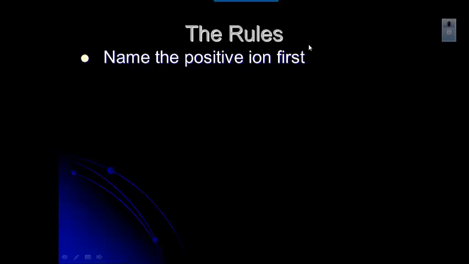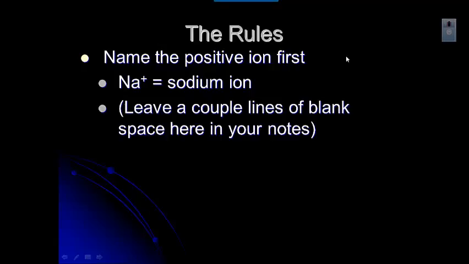All right, so here are the rules. I'm going to have you leave a few gaps in here. I'll tell you where. All right, so always name the positive ion first. Typically it's a metal, but it can be a positive polyatomic ion. So let's use the example of sodium. Sodium with a plus one charge would be a sodium ion, just named sodium. Leave a couple of lines blank there. You're going to fill it in later.